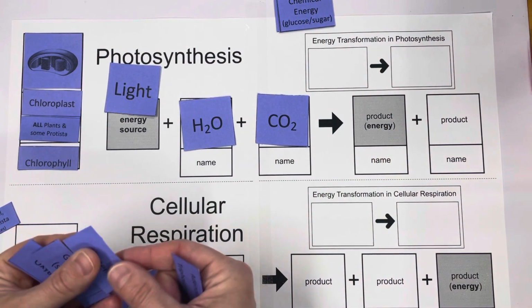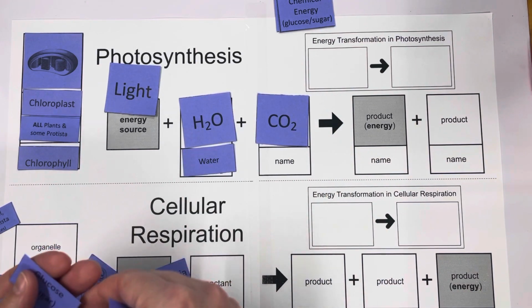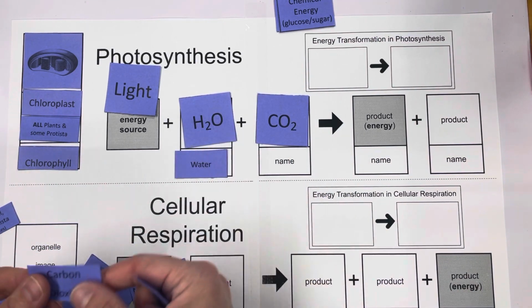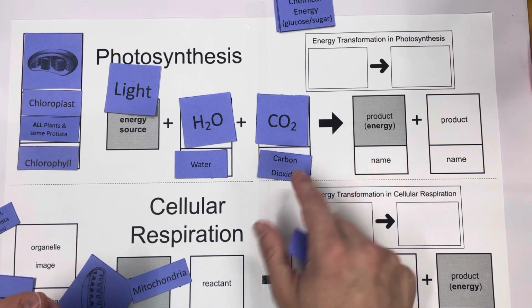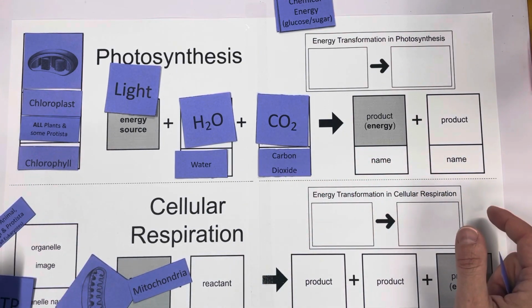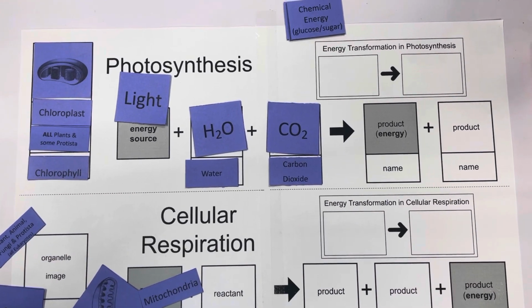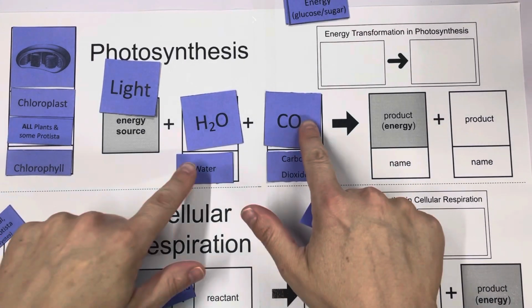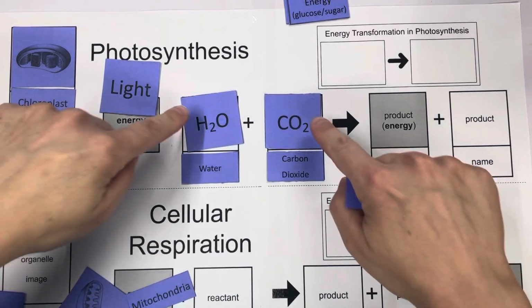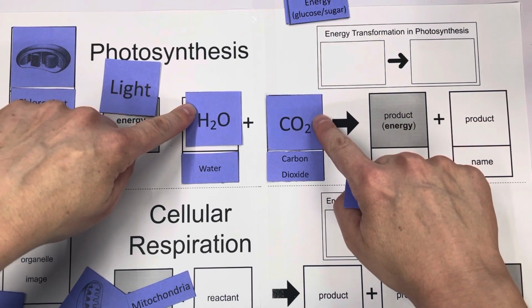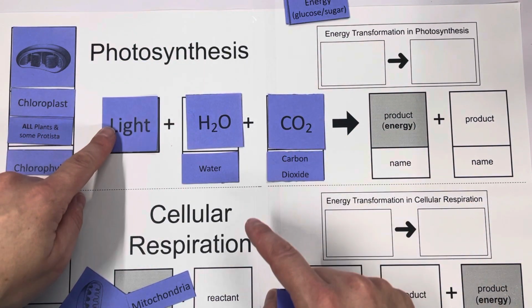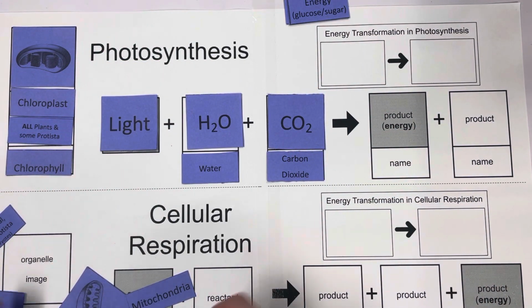Okay? Water, H2O. Plants need water. And carbon dioxide, that is a gas that the plants get from the air. So it needs carbon dioxide. The carbon dioxide and water are called reactants. Those are chemicals that are going in, molecules. The light is the energy source.